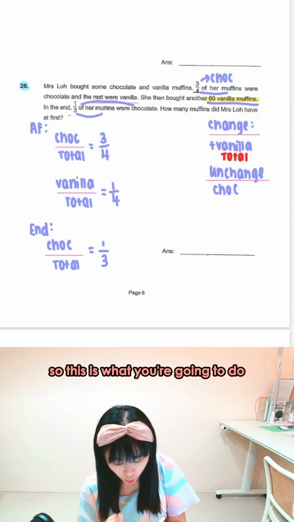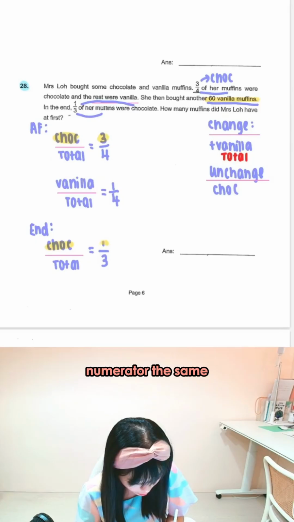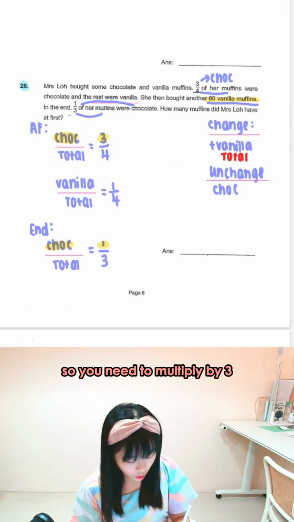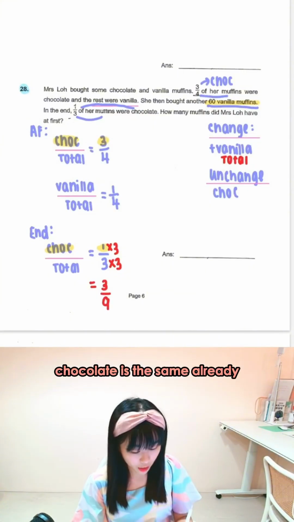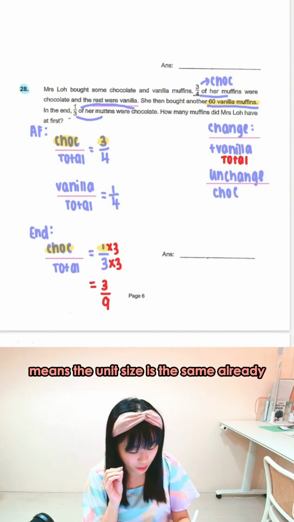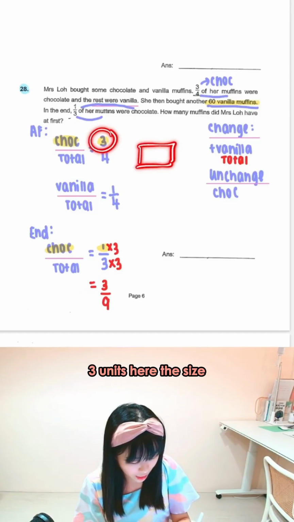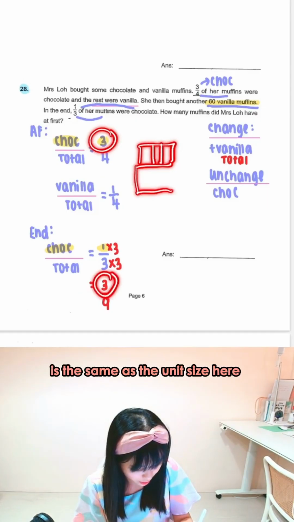So this is what you're going to do. You are going to make the numerator the same. So you need to multiply by 3, multiply by 3. That's how you get 3/9. Okay, chocolate is the same already. Means the unit size is the same already, okay? 3 unit here, the size is the same as the unit size here. Okay, it's the same already.